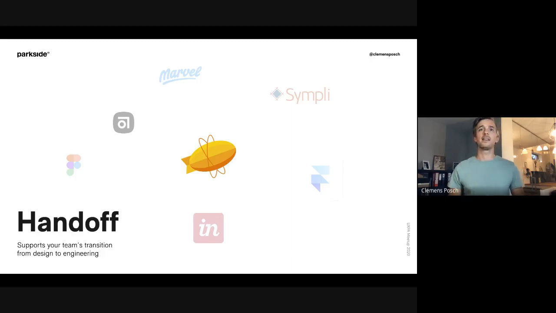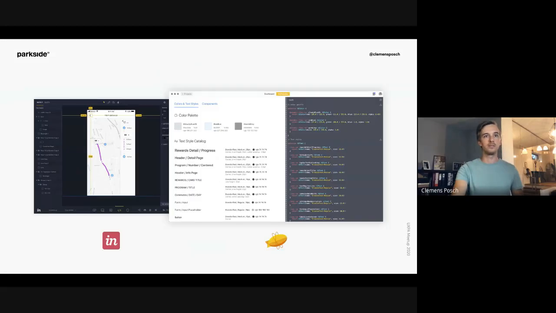This is mostly the choice of our developers. So we ask them, how do you want the handoff to be? And most of them still prefer Zeppelin. I think Zeppelin and InVision with the inspect features are pretty similar. I think Zeppelin added a lot of functionalities and features with their style guide feature set. So you can have parent style guides for different platforms, if you have slightly varying libraries, for example, iOS and Android or stuff like that. So that's why we currently have most of the handoff done in Zeppelin.